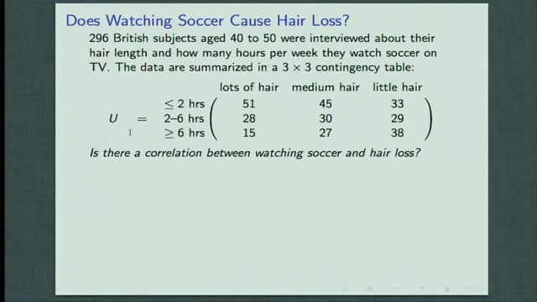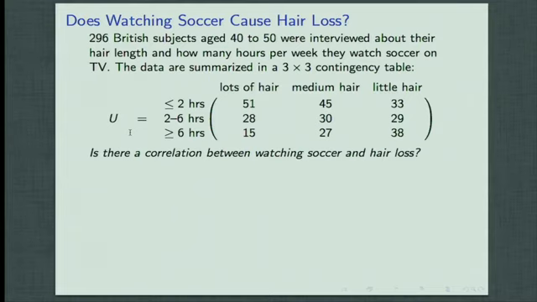So the data were summarized here in a 3-by-3 table. So I take my two random variables. There's a random variable soccer. So this is how many hours per week you watch soccer. A little bit is less than 2 hours, medium is between 2 and 6 hours per week, and then the true fanatics watch more than 6 hours per week of soccer on television. And then the second random variable is hair. Again, 3 states: full hair, medium hair, and then very little hair, right?